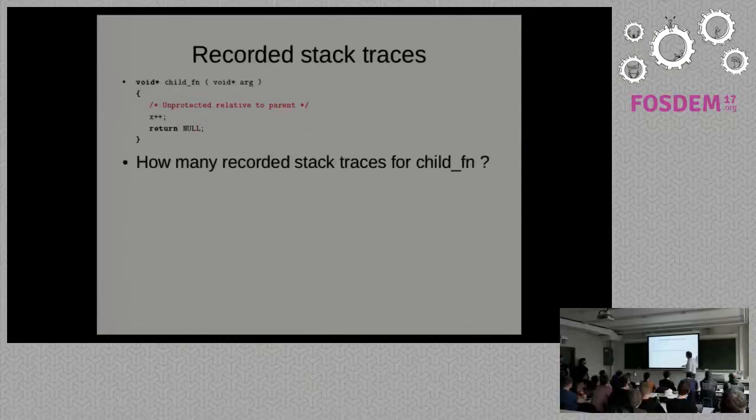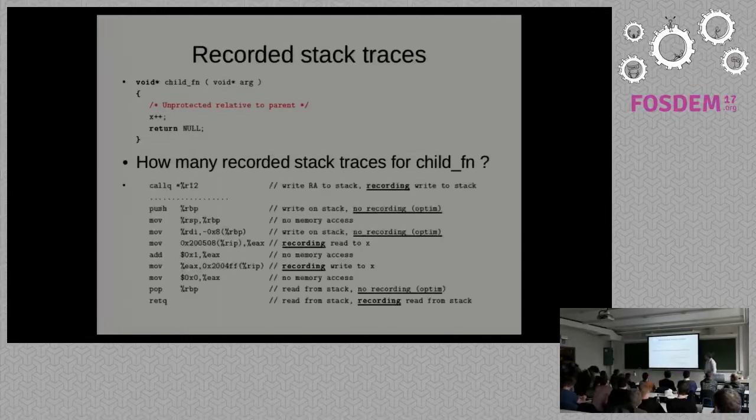And so the question is, how many stack traces are recorded for this child function? So we have one access. Do you have an idea how many stack traces are recorded by Valgrind for this? I see that Julian is thinking. I don't know the answer, but I'm sure the answer is too many. Not really, but you might imagine there is one access, and so there will be one stack trace. No, not really.